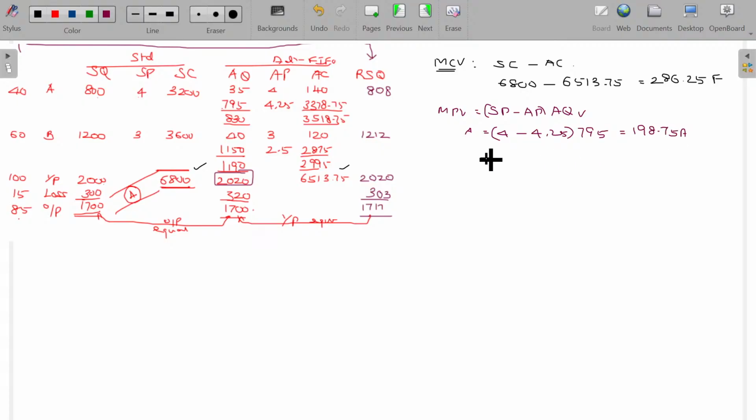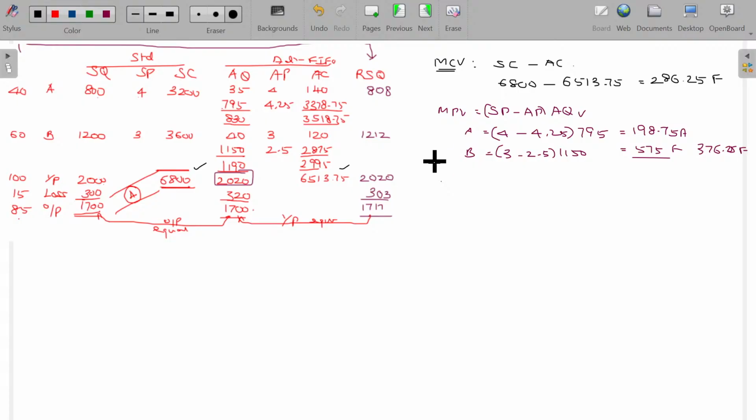8.75 adverse. Similarly for B, 3 rupees and 2 rupees 50 paise. Here it's a favorable situation. This impact will be on 1150 units, so 575 favorable. If you add up these two, the ultimate value being 376.25 favorable.